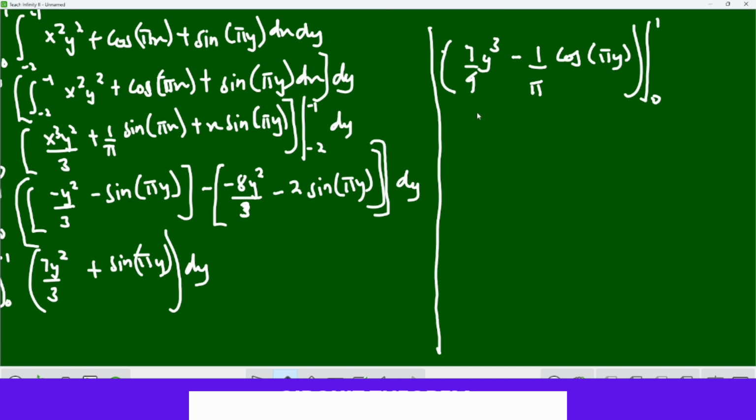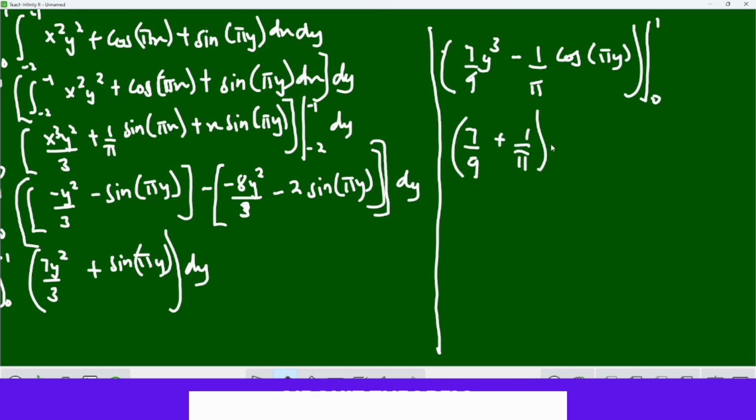Okay. So now when we input 0 we get 0, so we don't even bother about the 0. So when we have 1, we have 7 on 9. When you put 1 there you get 1. So minus 1 on pi cos pi y. And our cos pi will end up giving us -1. So we have negative, that's plus 1 on pi.